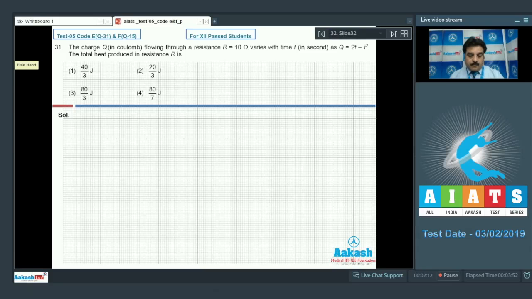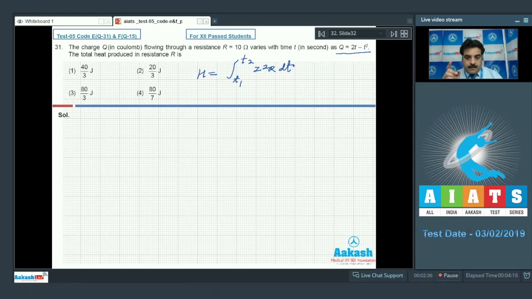Problem number 31. The charge Q in coulomb flowing through a resistance R of 10 ohm varies with time t. Q is equal to 2t minus t square. The total heat produced in the resistance we can calculate by using the time interval t1 to t2, I square R dt.